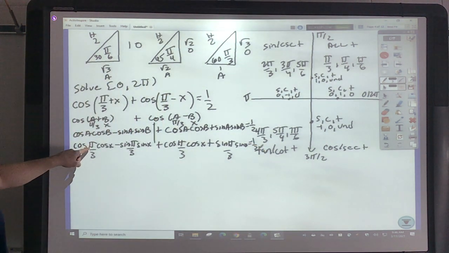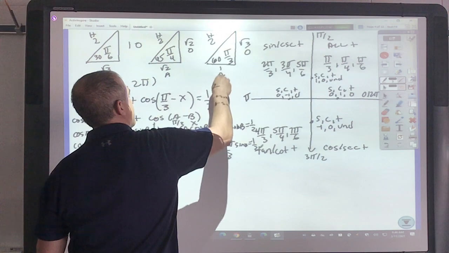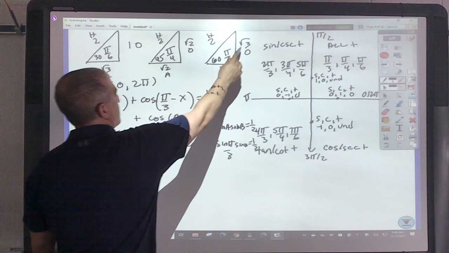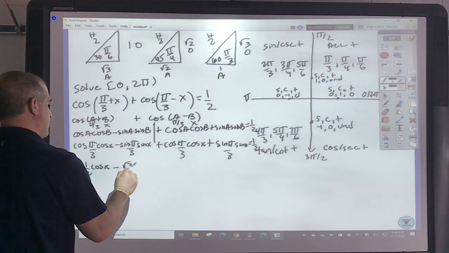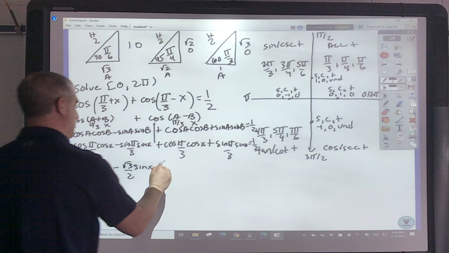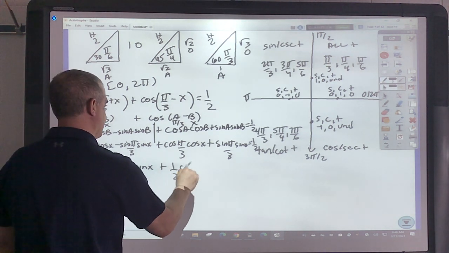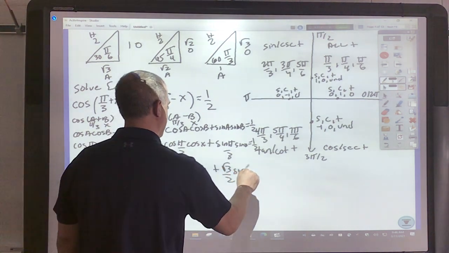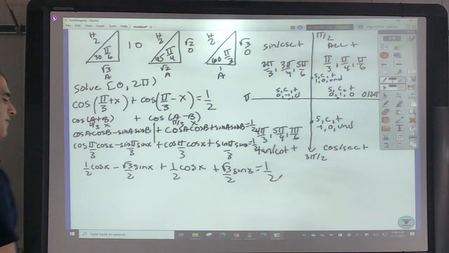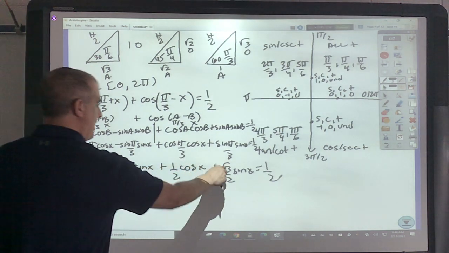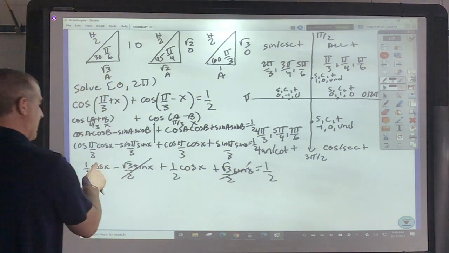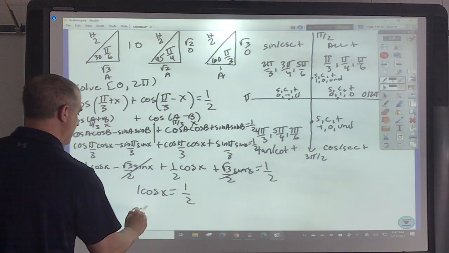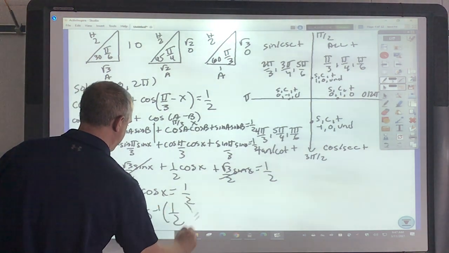Let's find what the cosine of pi over 3 would be. Cosine of pi over 3 would be 1/2, so this would be 1/2 cosine x. The sine would be square root of 3 over 2, so minus square root of 3 over 2, sine of x, plus, we already found that as 1/2 cosine x, plus we already found that was square root of 3 over 2, sine x, equaling 1/2, okay? Now, on the surface it looks complicated, but look, the negative and the positive basically cancel each other out. So I got 1/2 and 1/2, so that's going to give me 1 cosine of x, equaling 1/2. And I just do inverse of 1/2, okay?